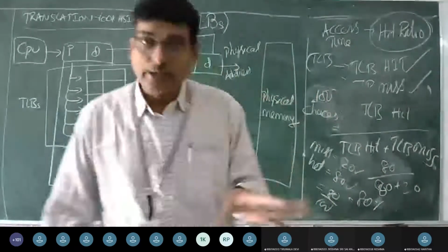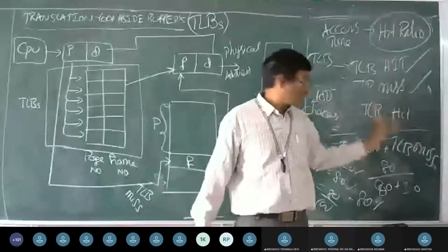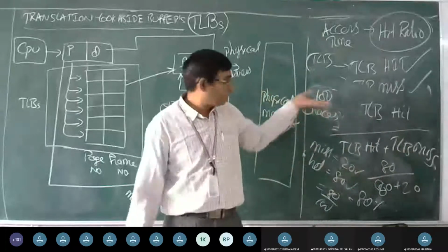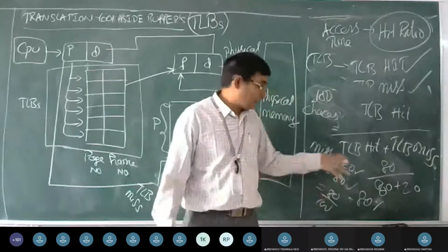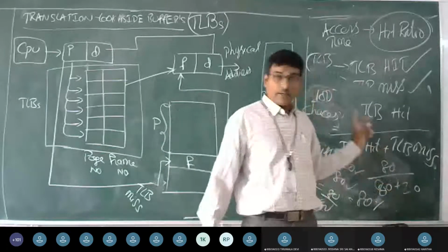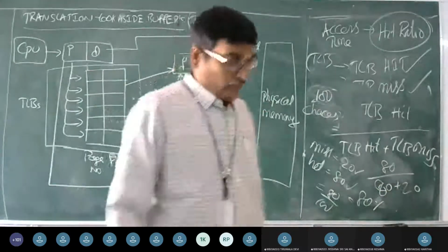So how do I compute the hit ratio? It is computed as TLB hit divided by TLB hit plus TLB miss. Assume an example with 100 chances: 80 were hits and 20 were misses. So you say 80 divided by 80 plus 20. So we have this 80% scenario. Fine.